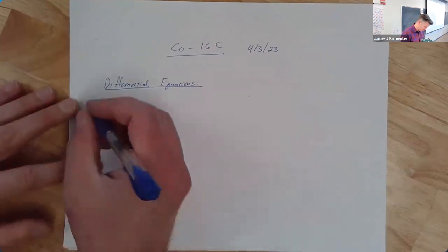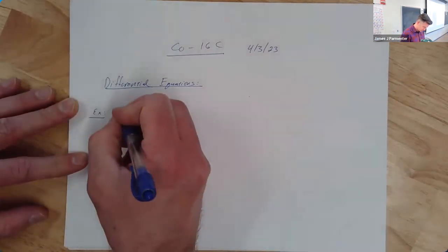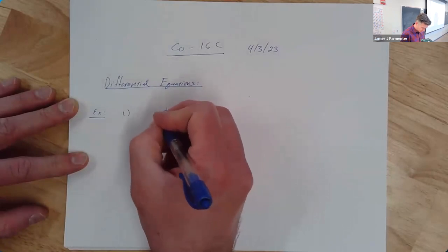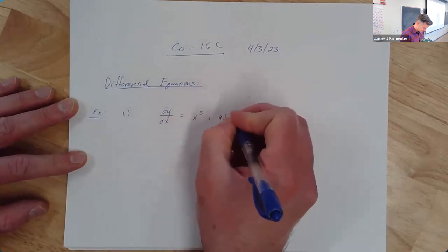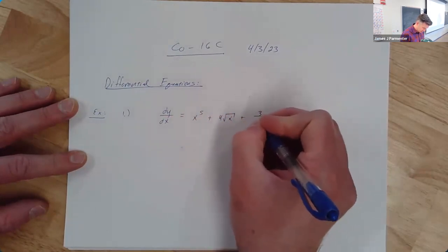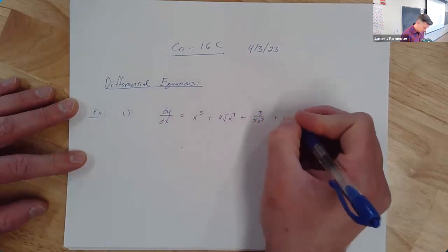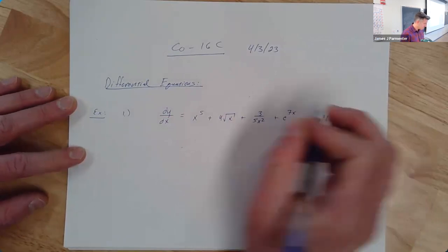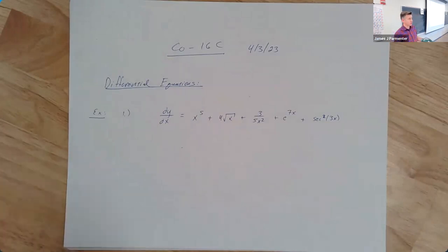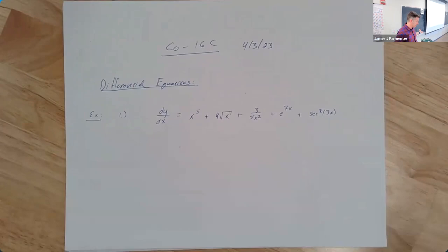So for example, this equation, dy/dx equal to x to the fifth plus 4 times the square root of x plus 3 over 5x squared plus e to the 7x plus secant squared of 3x, is a differential equation. It actually doesn't have the function here. It has the derivative of a function, the derivative of y, and some of the variables it depends on, x's. There could be multiple derivatives. There could be a second derivative or a third derivative or just the function itself.